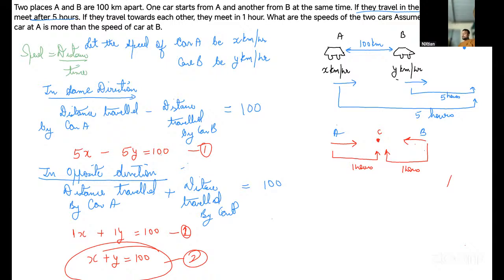Now quickly write it down with each step and the diagram also. Okay, and then we will find the value of x and y, meaning the speed of car A and car B. Quickly do it. Please get it down.